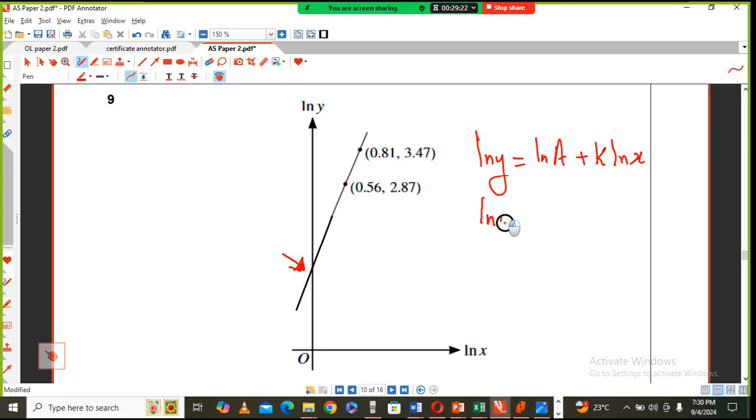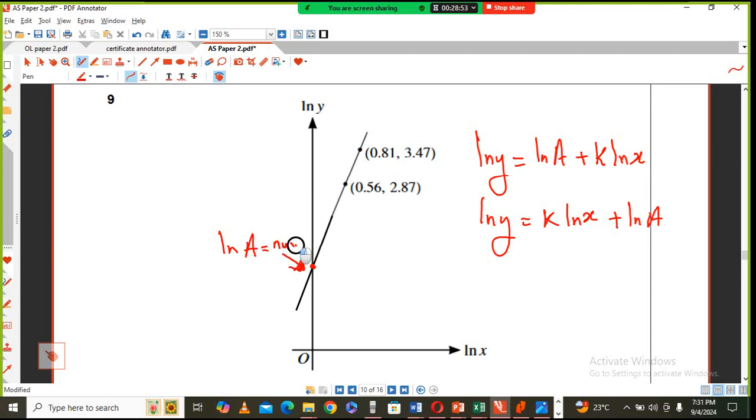So you can actually rewrite this as k natural log of x plus natural log of a. Do you agree with me that this here will be the natural log of a? It should be a number.